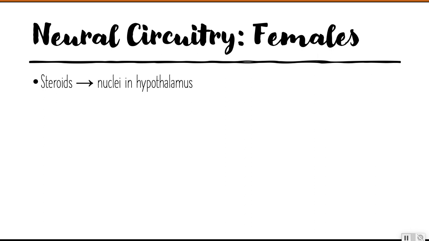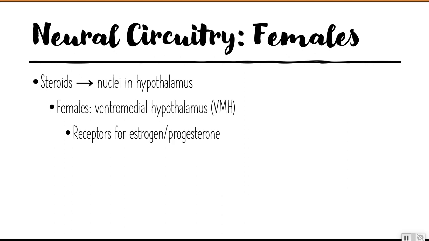So steroids act on nuclei in the hypothalamus. In females, we are talking about the ventromedial hypothalamus. This is a cluster of nuclei that are in the hypothalamus. In this area, the VMH, we have found that there are receptors for estrogen and progesterone.